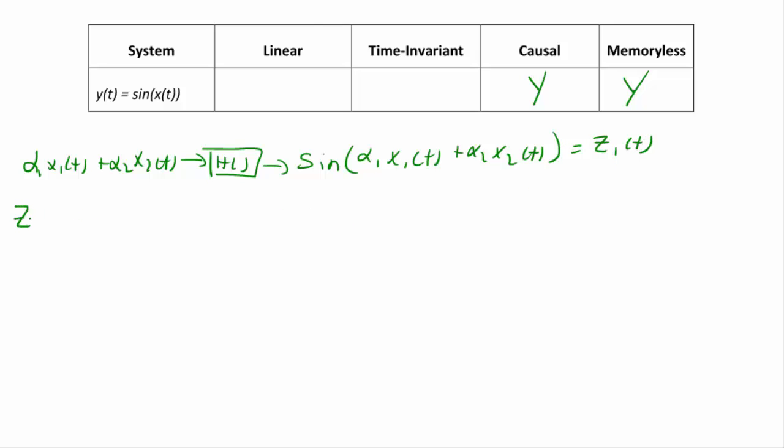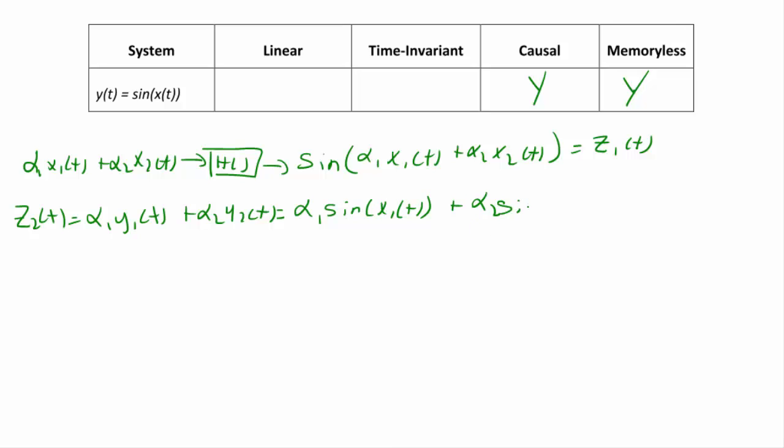z2 of t will equal alpha 1, y1 of t, plus alpha 2, y2 of t. So alpha 1 times the output due to x1 is alpha 1 times the sine of x1 of t, plus alpha 2 times the output due to x2 is alpha 2 times the sine of x2 of t. And it should be immediately clear that z1 of t is not equal to z2 of t, so this is once again a nonlinear system.